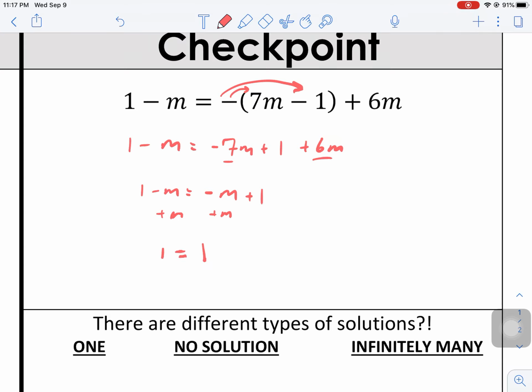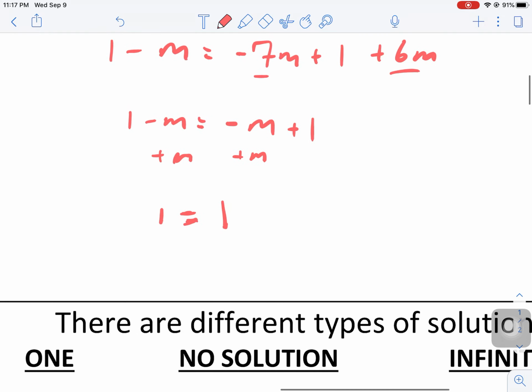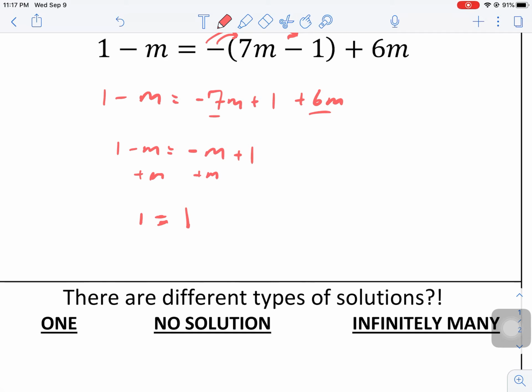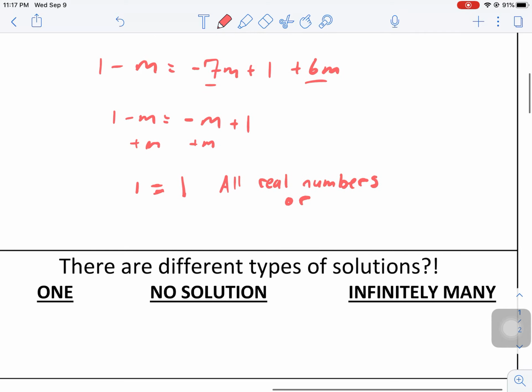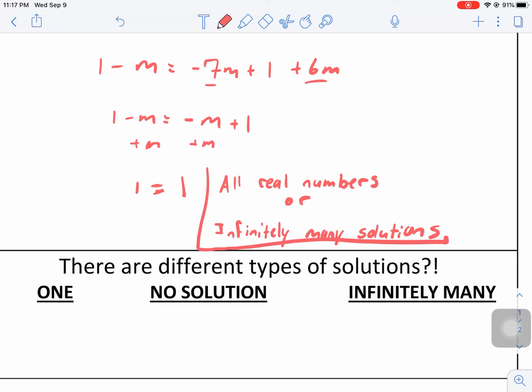Okay, so that's kind of weird. All of our variables disappeared and we just got 1 is equal to 1. This is an extremely special case, okay? And what we would write in this case is all real numbers, or on the AIR test, you'll see it as infinitely many solutions. Okay, so these are both great answers when you get to this problem.